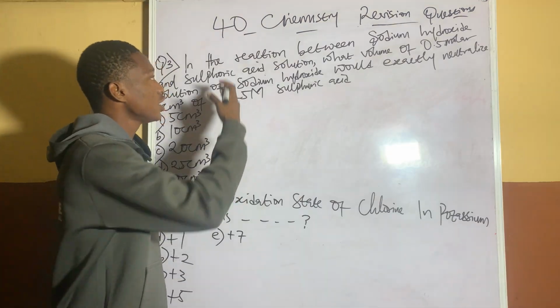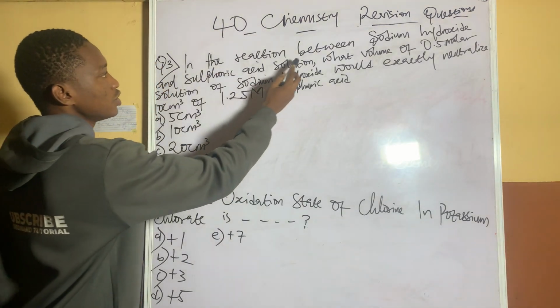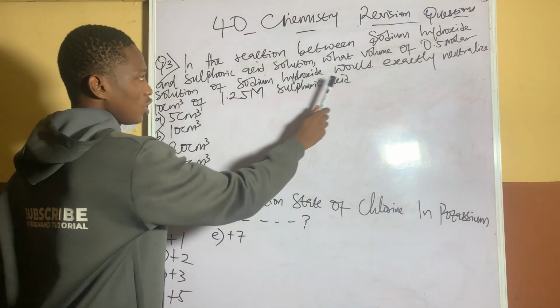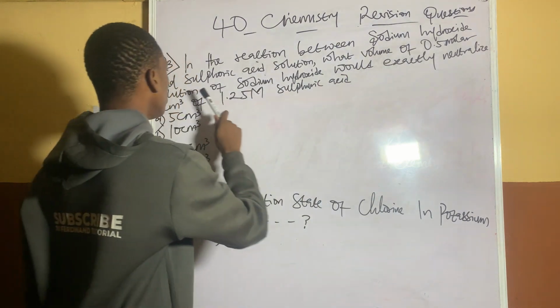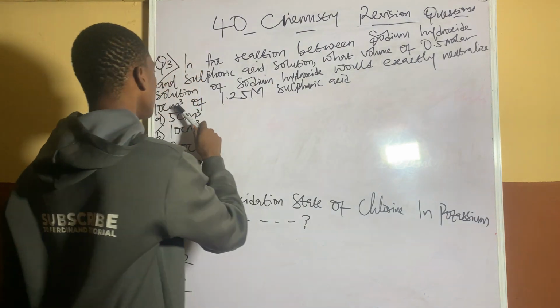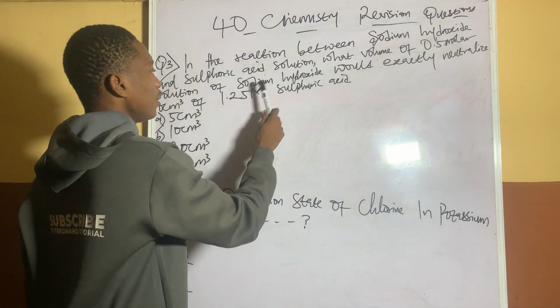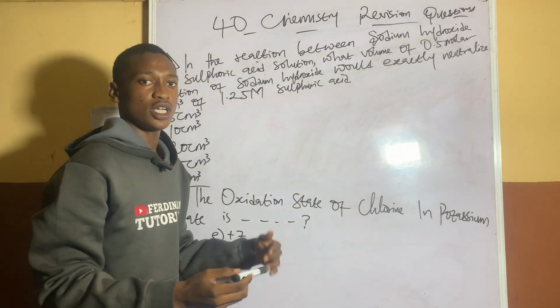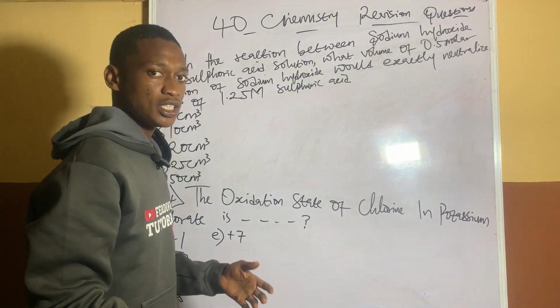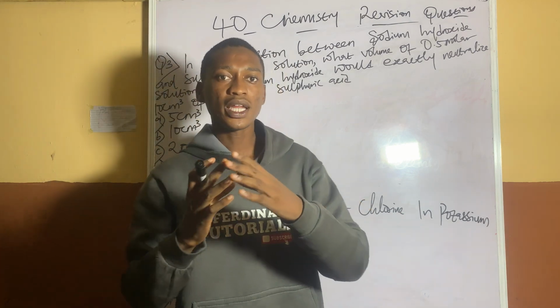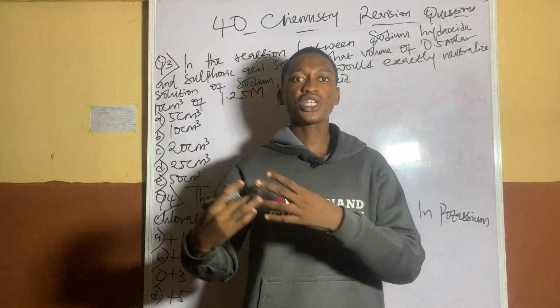Let's look at question 3. In question 3, it says, in the reaction between sodium hydroxide and sulfuric acid solution, what volume of 0.5 molar solution of sodium hydroxide would neutralize 10 cm³ of 1.25 molar solution? For us to hear about neutralize, that is a neutralization reaction. What is a neutralization reaction? A neutralization reaction is a reaction between an acid and a base to form salt and water.